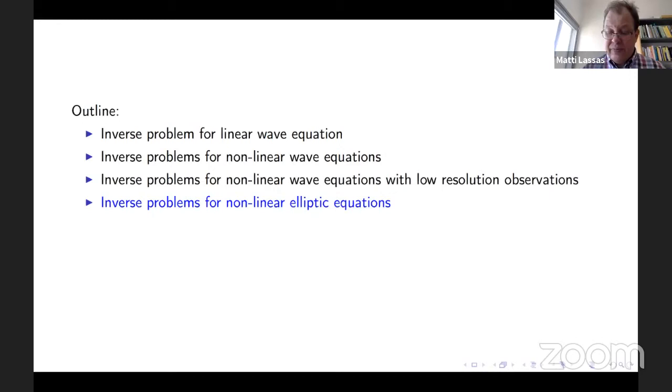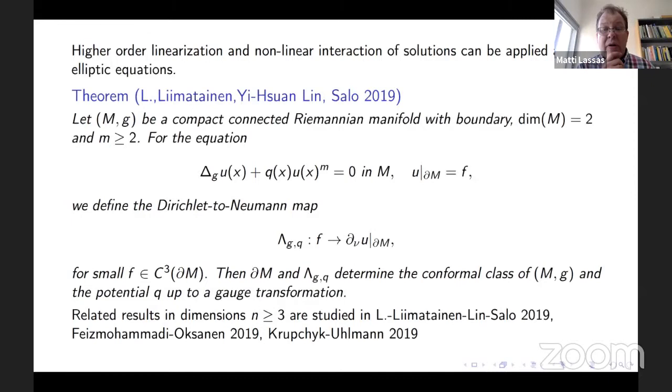So this higher order linearization and interaction of solutions can be applied also to elliptic equations. And there are several results. Now this is one of the results in the two-dimensional case. So we have a compact and connected Riemannian manifold with boundary, so the dimension is two. And then we consider this nonlinear elliptic equation. And now both the metric g, the Riemannian metric g, and the potential Q are unknown.